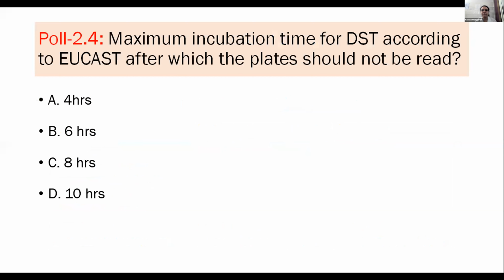So can you answer me this? The maximum incubation time for DST according to EUCAST, after which the plates should not be read. 8 hours. Very good, it is 8 hours. I had already told. Yeah, it is correct. So let us see the explanation for this.